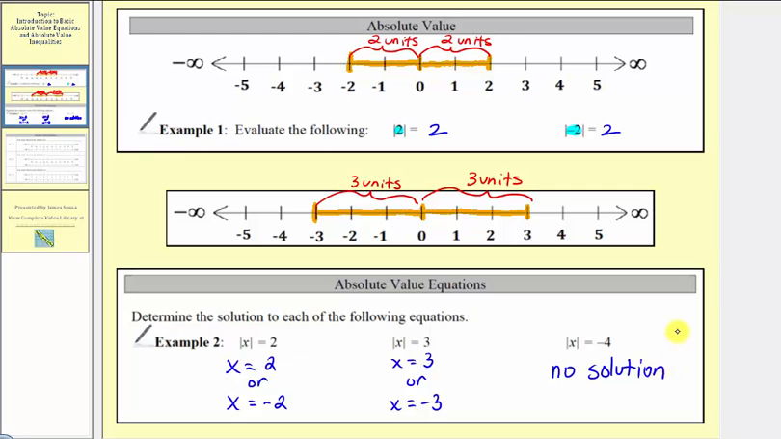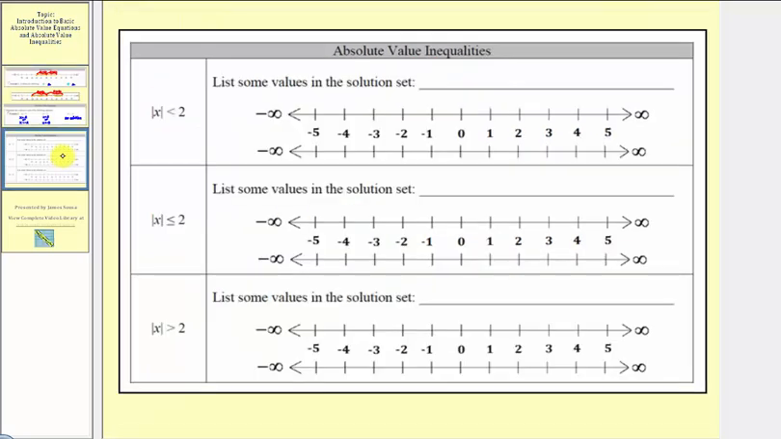Now let's talk about absolute value inequalities. Let's first consider the absolute value of x less than 2. The solution set for this inequality will be all the numbers whose distance from 0 is less than 2 units. Let's begin by listing some of the numbers whose distance from 0 is less than 2 units. For example, 1 is less than 2 units from 0, and so is negative 1. 1.5 is also less than 2 units from 0, as well as negative 1.5, and so on.